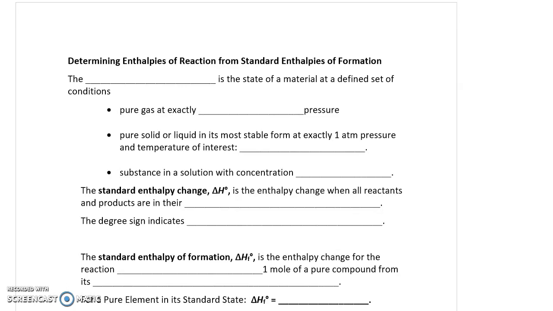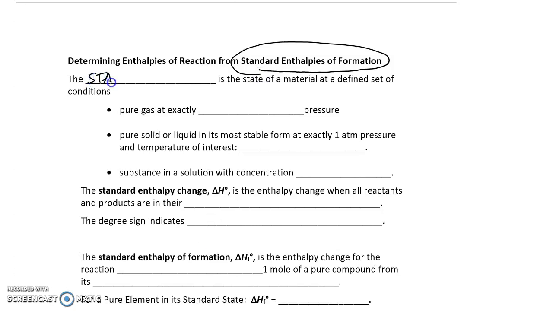Hello class, in this module we are going to focus on another way of finding our enthalpy of reaction. Before, we found our enthalpy by using the coffee cup calorimeter, and then we learned about Hess's law. So let's now tackle the third way, and we're going to be using what are called standard enthalpies of formation. Let's focus on the word standard first.